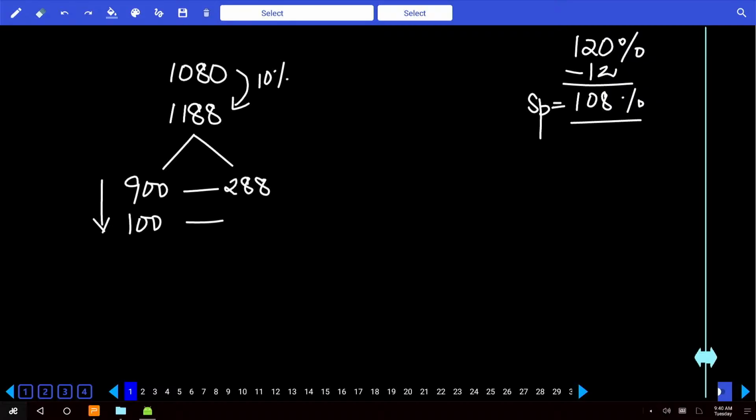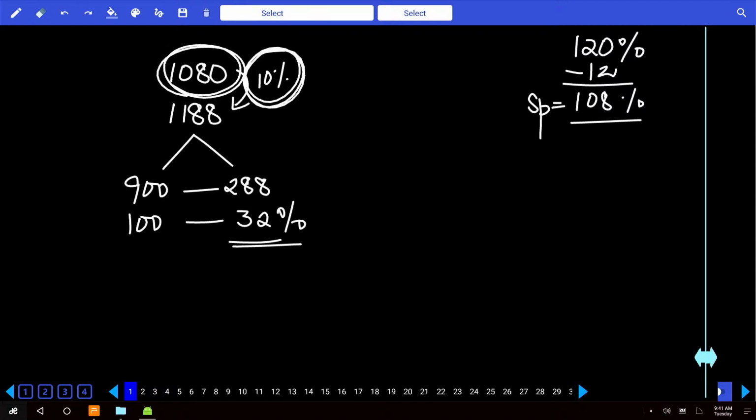Profit percentage per 100: vertical comparison, 900 and 100, divided by 9. This number divided by 9: 9, 3 times 27, 2 times, 32% total profit. This is the extra step that we have, because while buying, quantity-wise, he cheated and is getting 10% more.